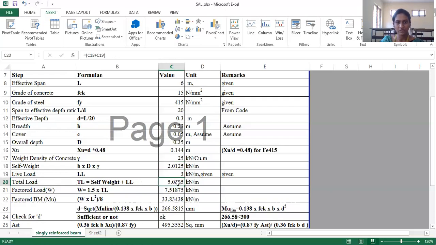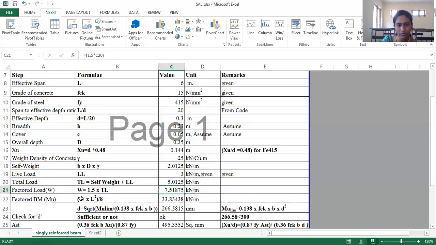Then you have to calculate the total load. Total load is nothing but the summation of dead load plus live load. Here I have substituted, so after taking the summation you will get 5.0125 kilonewton per meter. After finding the total load, you have to find the factored load, which I will call W. So factored load W is equal to 1.5 times the total load. So it is 1.5 into total load, and I get 7.518.